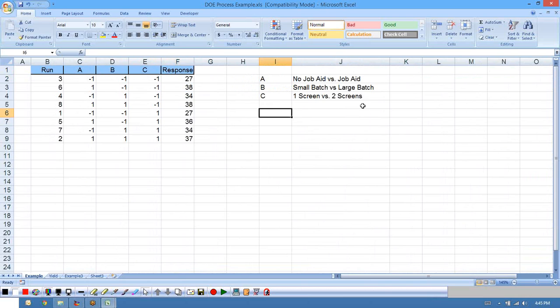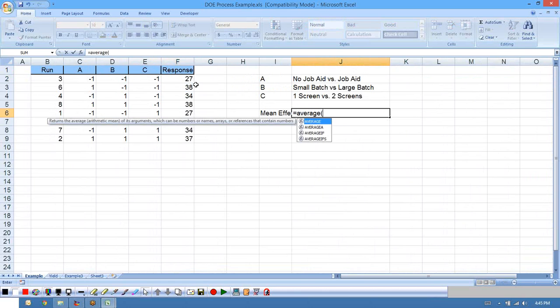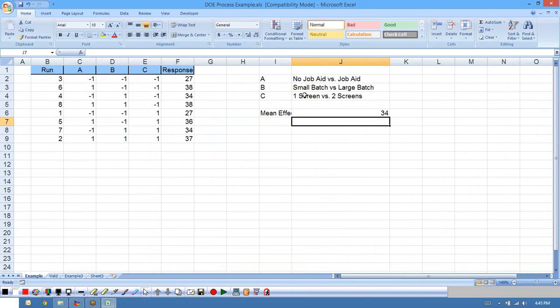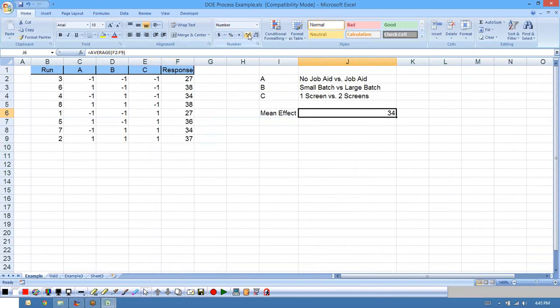So let's start out with the mean effect. The mean effect is simply the average of all of these. And there we go, 34. So the mean effect is 34. Let me put another decimal point on that. There we have 33.8. Okay, it's close to 34.